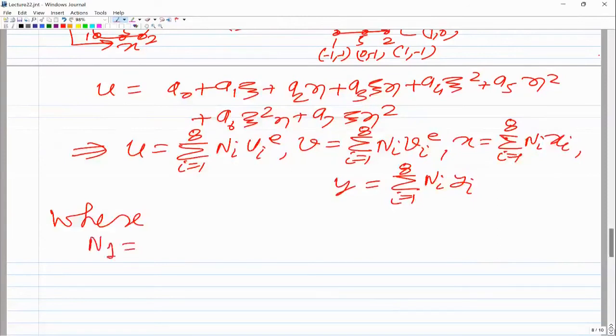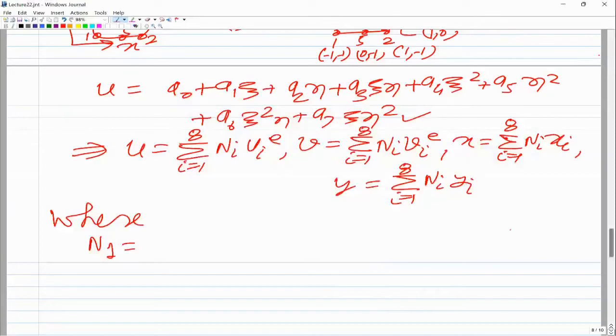Although you can get the 8 equations and solve for A0 up to A7 in terms of values of U at node points, and then substitute them back over here, collect the coefficients of different degrees of freedom, and you get the shape functions, they can be written directly. So how do we write that directly?